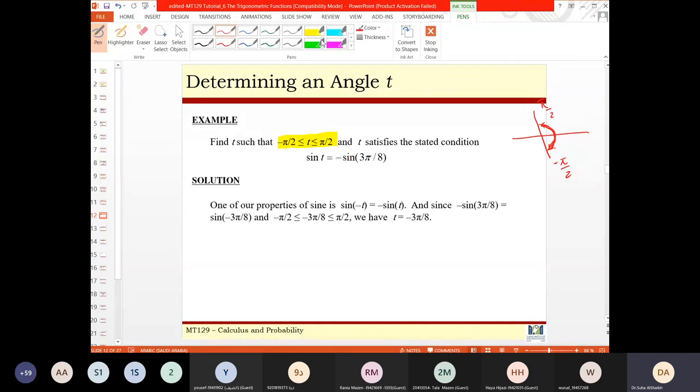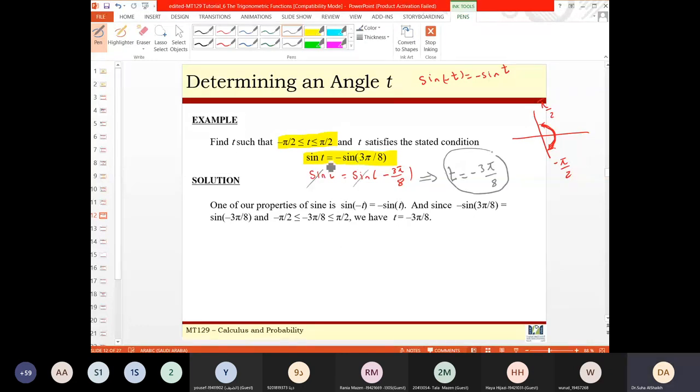And the t satisfies that sine of t is equal to minus the sine of 3 pi over 8. Now we remember that sine of minus t is equal to minus sine t. So I can put the minus inside, and I will get sine t is equal to the sine of minus 3 pi over 8. Now the sine will cancel the sine, and this will give me t is equal to minus 3 pi over 8, and this is the answer.